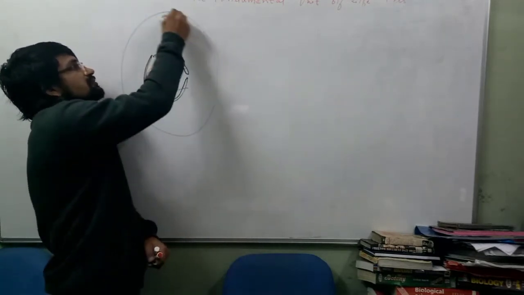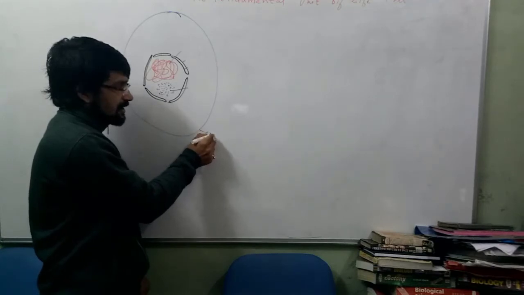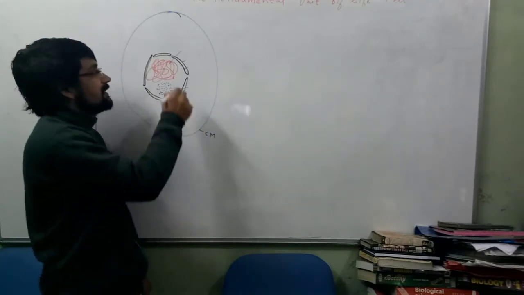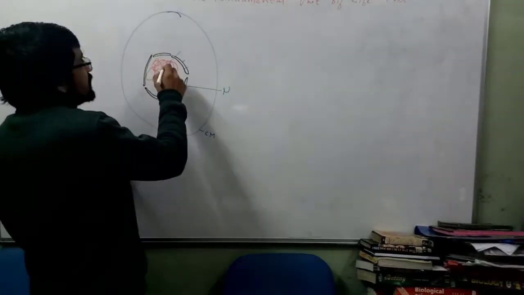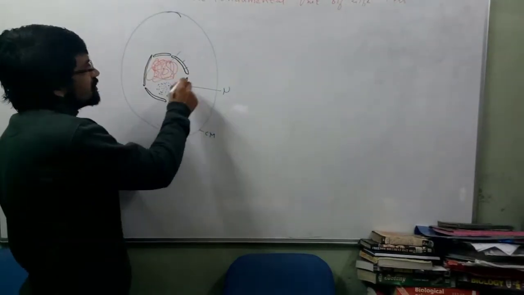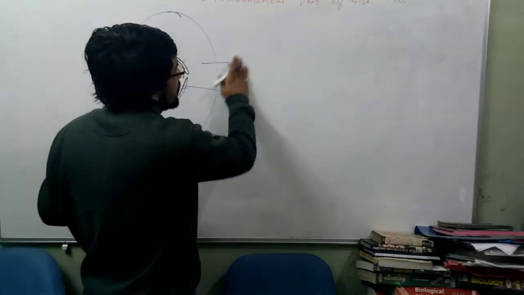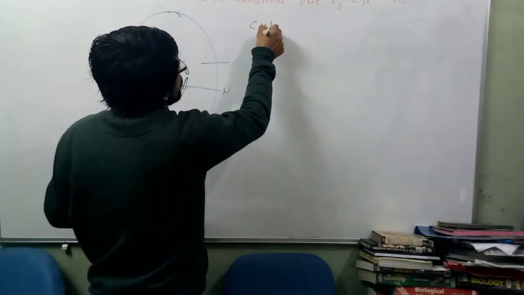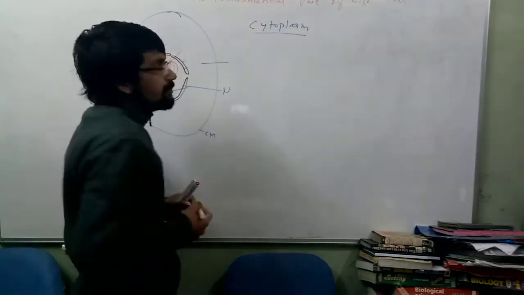So suppose this is our cell, this is the nucleus, this is your CM, I call it CM, that is the cell membrane. This I'm calling the nucleus, and again I'm getting a call, sorry. Okay, so this is the nucleus, and this space here is basically denoted by your cytoplasm. This denotes your cytoplasm. Is it clear?